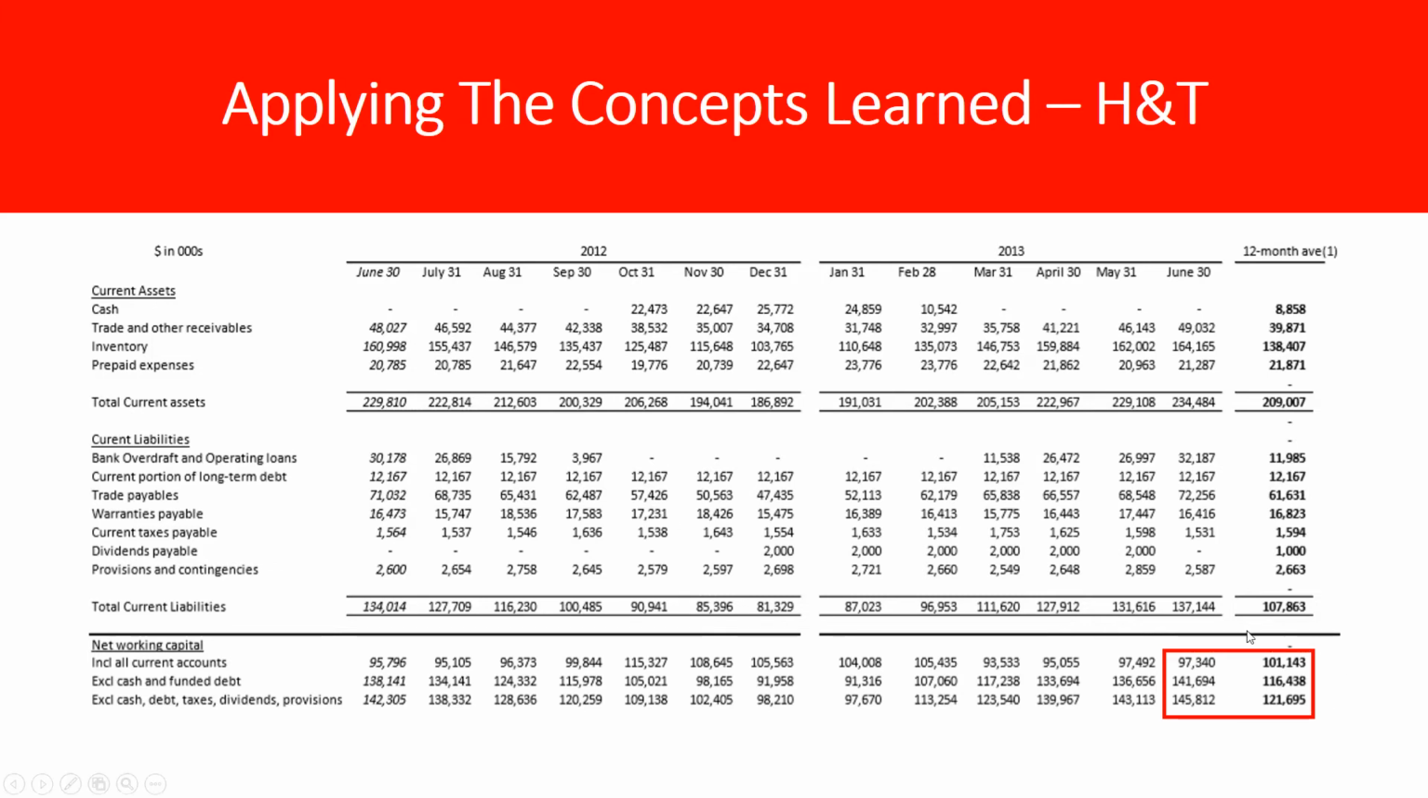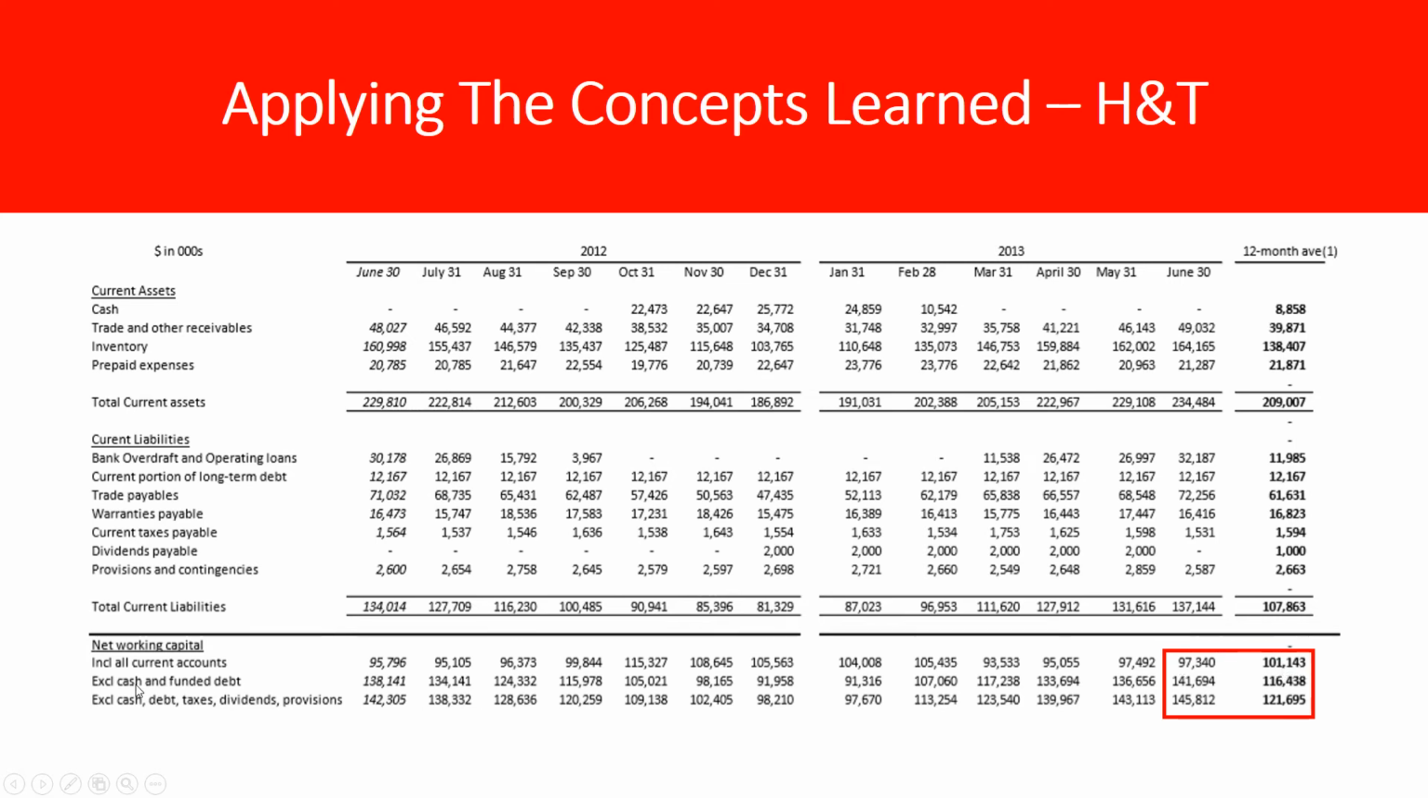What I want you to focus on are these 3 numbers and their respective averages. So when we look at net working capital in general and account for all accounts, there is a clear difference between the $101 million average and the $97 million average. So in this case, the business is underfunded relative to its normal levels.